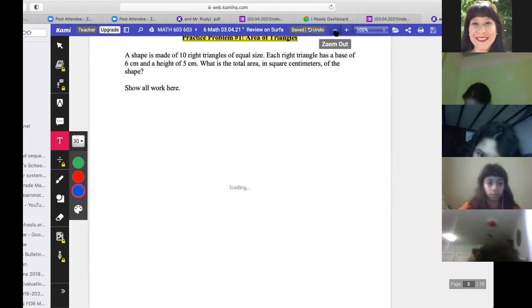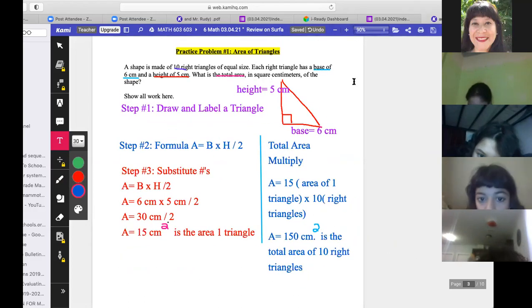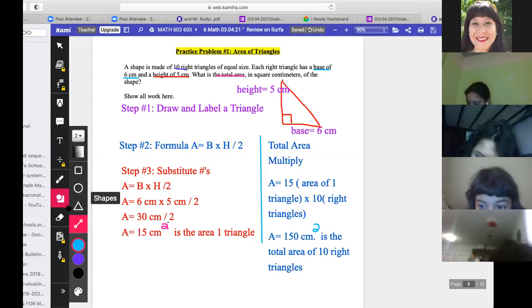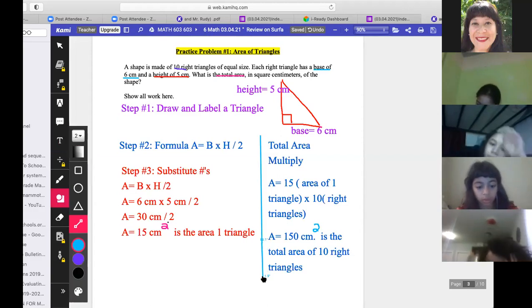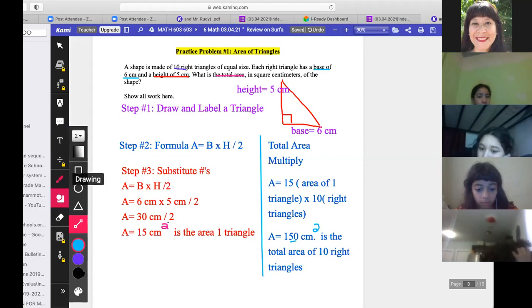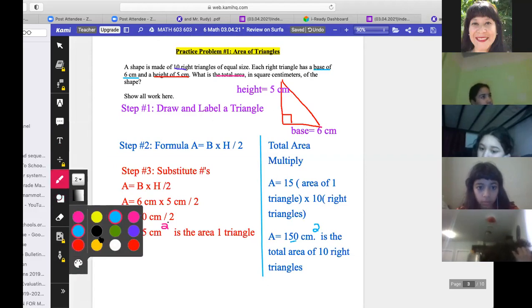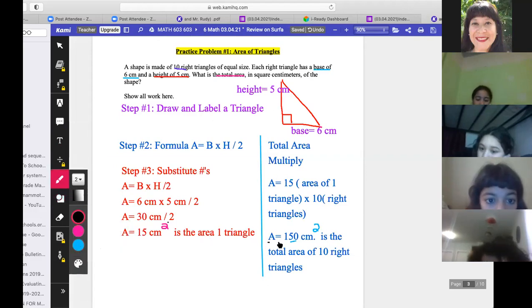Okay, I'm going to make this a little smaller. My screenshot person, if you could kindly screenshot that. Okay, so this would be your answer here. I'm going to put a little black line here. Okay. All right, screenshot person.